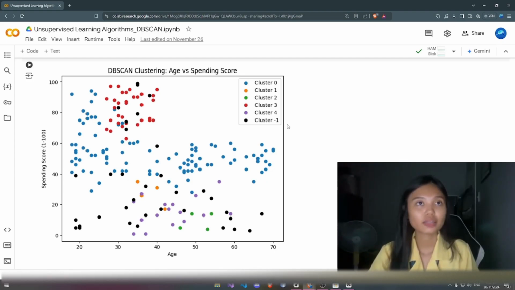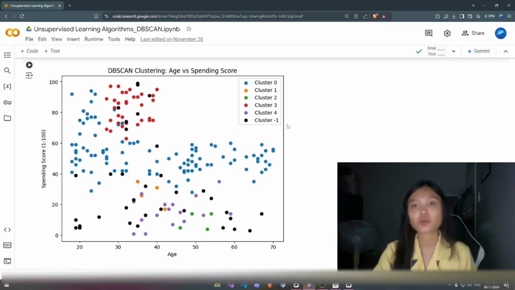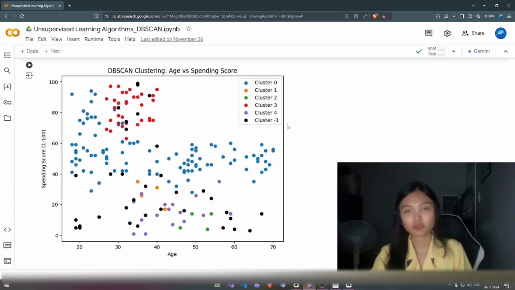In conclusion, DBSCAN helped me group customers based on their spending habits, income, and age. These insights can help businessmen create better marketing strategies, like offering discounts to low spenders or exclusive deals for premium customers. That would be all, and thank you.